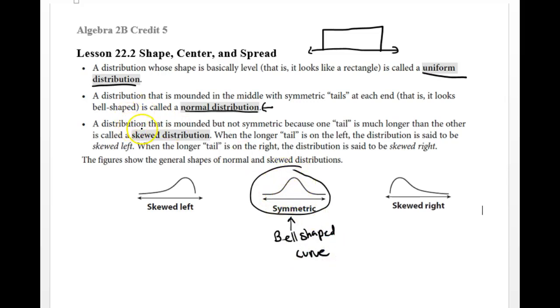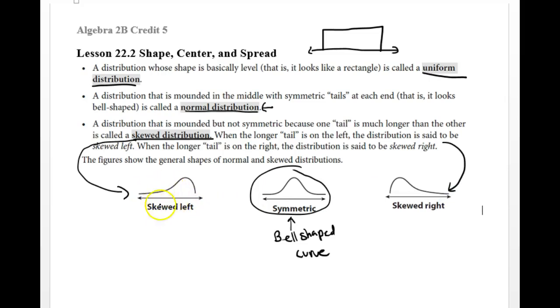And then last but not least is a distribution that is mounded. So it still has a mound, but it's not symmetric because one tail is longer than the other. This is called skewed. And there are two types of skewed distribution. One is known as a left skew, and the other is known as a right skew.